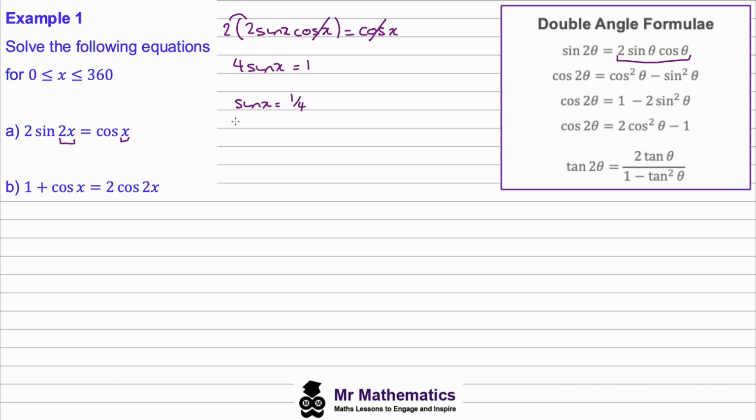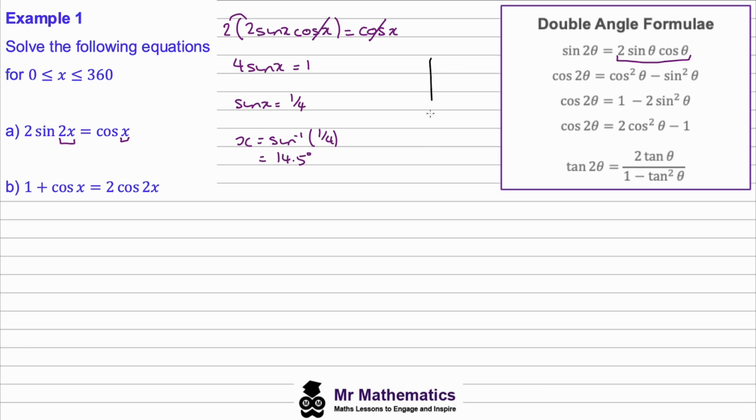And then we can take the arc sine of both sides. So x will equal the arc sine of 1/4. This will give us approximately 14.5 degrees. But we need all the solutions within the range of 0 to 360.